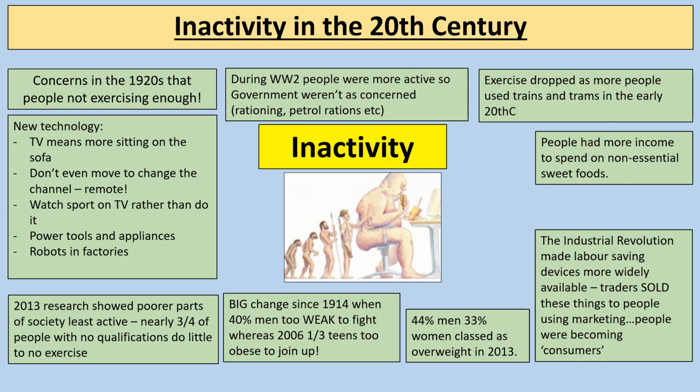A 2013 research showed poorer parts of society were the least active. Nearly 3/4 of people with no qualifications do little to no exercise. So you can see there a big problem of inactivity. A big change since 1914, when 40% of men were too weak to fight, whereas in 2006 a third of teens were seen as being too obese to join up for the army.